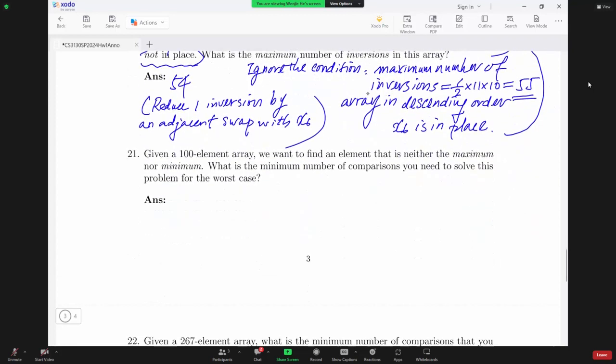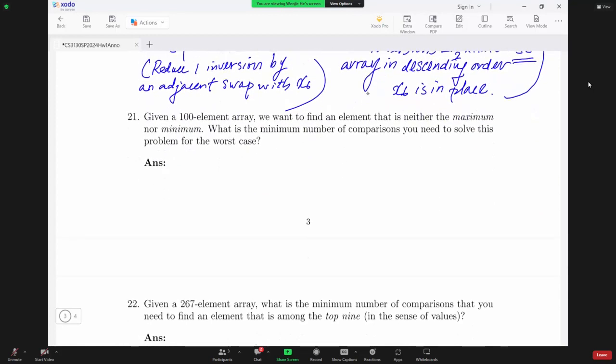That's number 20. Number 21. Given a one hundred element array, we want to find an element neither maximum nor minimum. What is the minimum number of comparisons? Answer is 3. So here, let me explain a little bit. Some students already can see it.